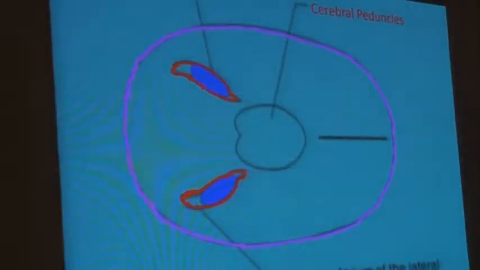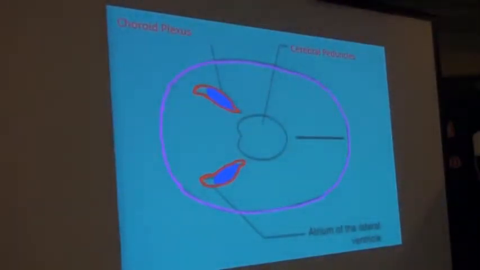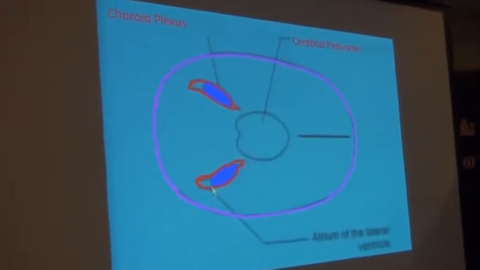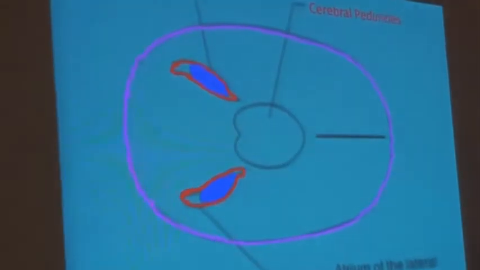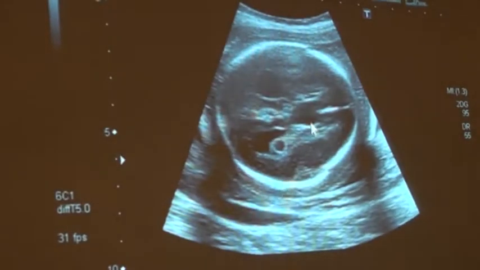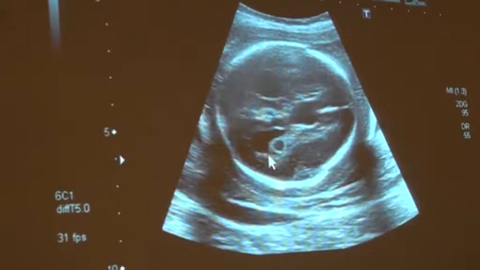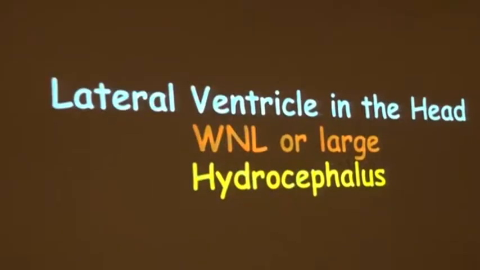We said atrium of the lateral ventricle. Atrium of the lateral ventricle is where the choroid plexus is. So you measure inner to inner. What should be the measurement? 0.5, 0.7, 0.9. These are the upper limits of normal. Anything less than that is normal. Anything more than that is abnormal. So here is the choroid plexus, which also has by chance a cyst. We measure from inner to inner. And if it is more, that's dilated.